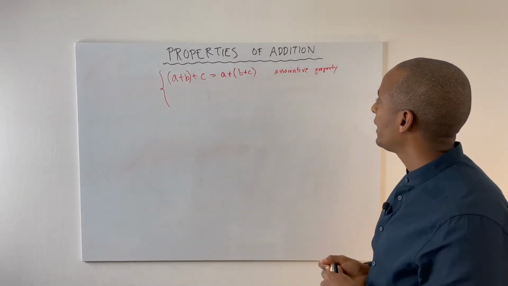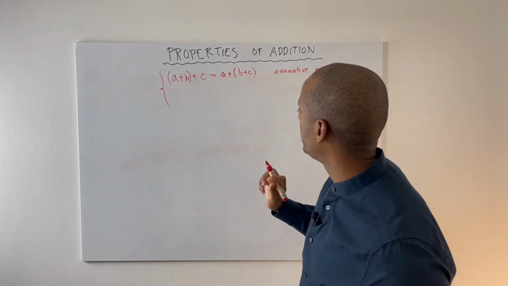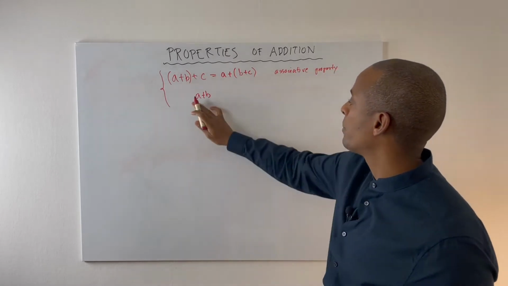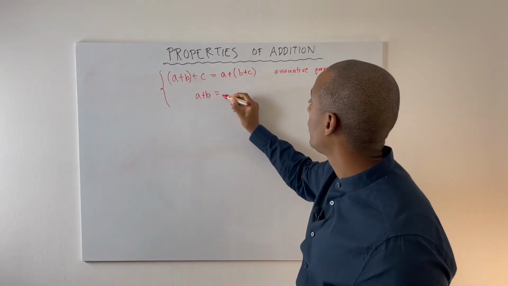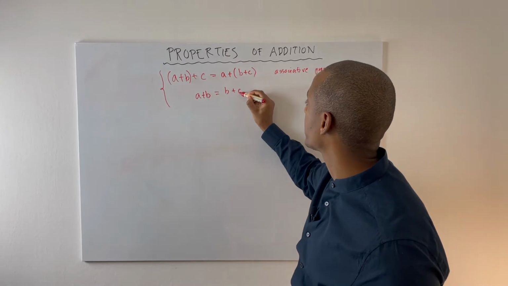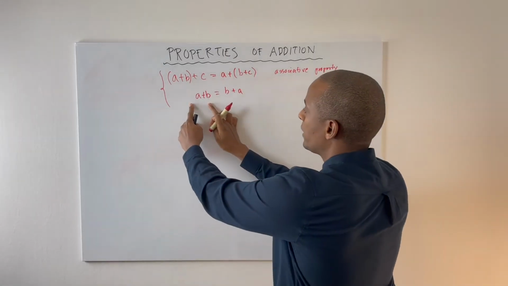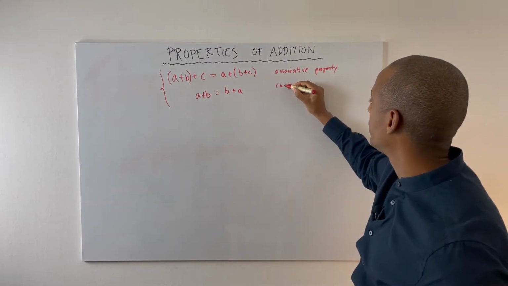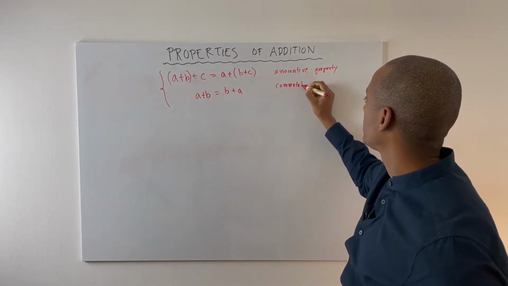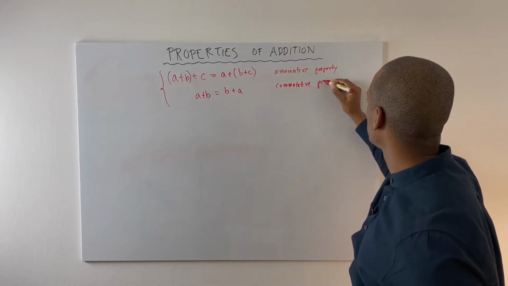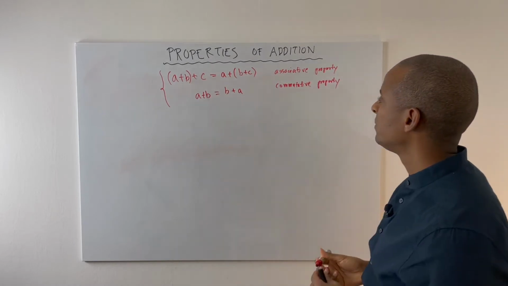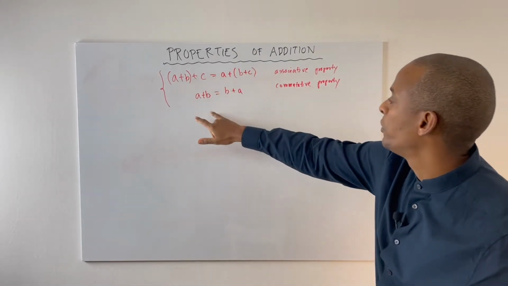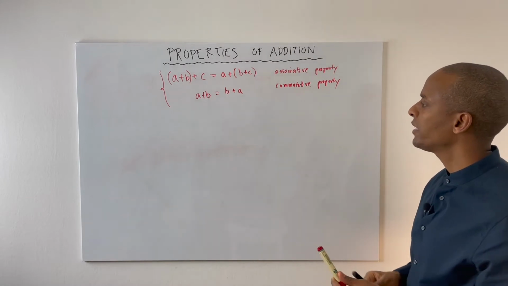Super important. A second property of addition is that we can change the order. So if we have two numbers, a and b, we can write it as b plus a. So we can switch the order between a and b. And we call this the commutative property. Okay? So addition has two properties, an associative property and a commutative property. Let's do some examples.